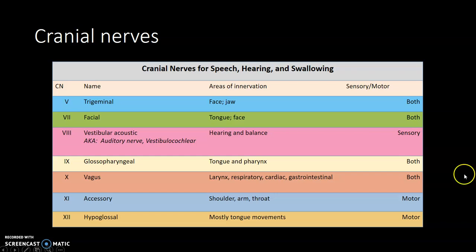And then the vagus nerve controls motor and sensory innervation of the larynx, the respiratory muscles, the cardiac or heart muscles, and the gastrointestinal tract. So it is our wandering nerve. It's a very long and expansive nerve. We have the accessory nerve, that is a motor innervation for the shoulder, arm, and throat, and the hypoglossal, which really controls the tongue movements in that anterior or front 2/3 of the tongue.